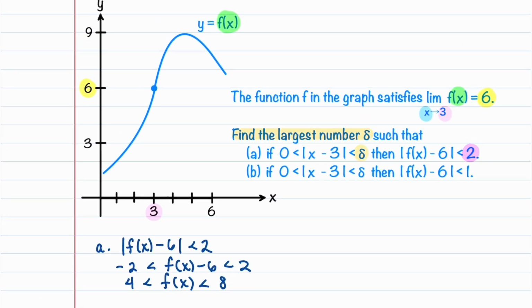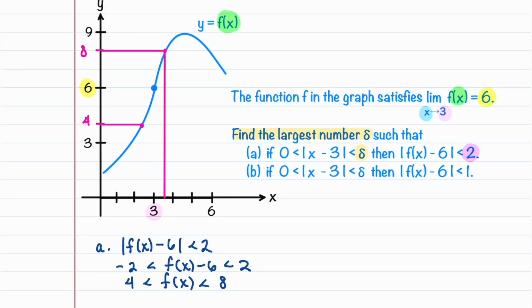f of x needs to be between 4, located here on our graph, and 8. We want to find delta so that f of x lies between 4 and 8. Let's go up to our graph and see where 4 and 8 lie on our function. We're going to go up to 8 and draw a straight line over to the graph and mark that point. Then we do the same thing down here at 4 and mark this point. These 2 points correspond to x lying within this pink region.